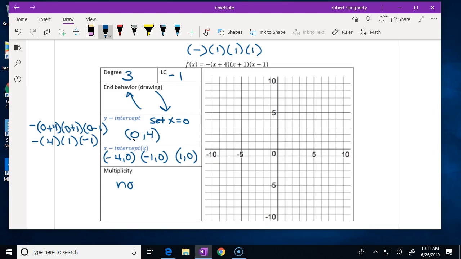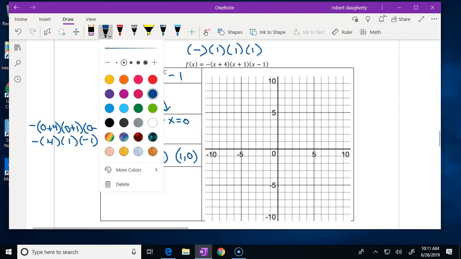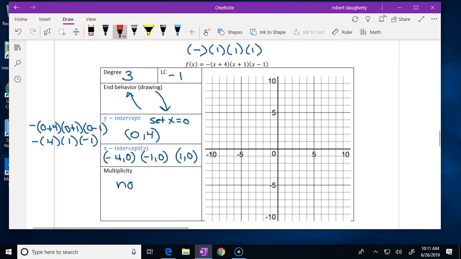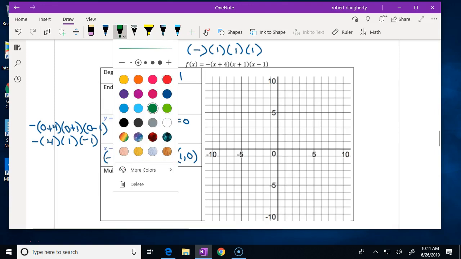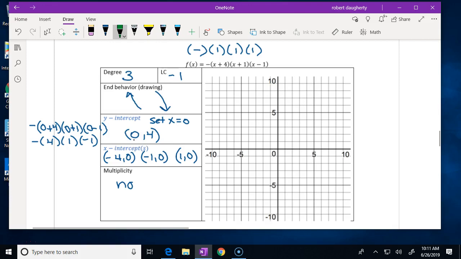Now, since there's no multiplicity, I know that at every point that I just talked about, I will cross the axis. So let's just change that to green. So at (-4, 0), cross the axis, (-1, 0), (1, 0). The y-intercept is (0, 4).